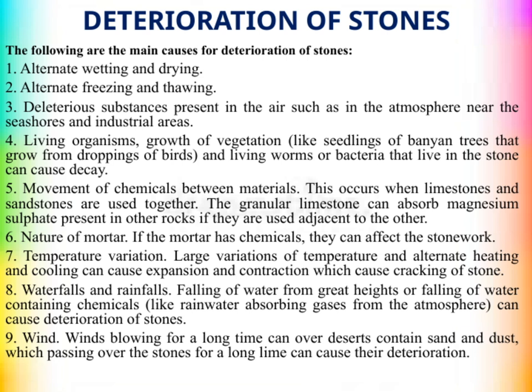Living organisms also play a role. Things like plants, such as banyan seedlings growing from bird droppings, or worms and bacteria living inside the stone, can cause biological decay from within. Chemical movement between materials is also important. For example, when limestone and sandstone are used together, the granular limestone can absorb harmful chemicals like magnesium sulfate from neighboring rocks, leading to deterioration.